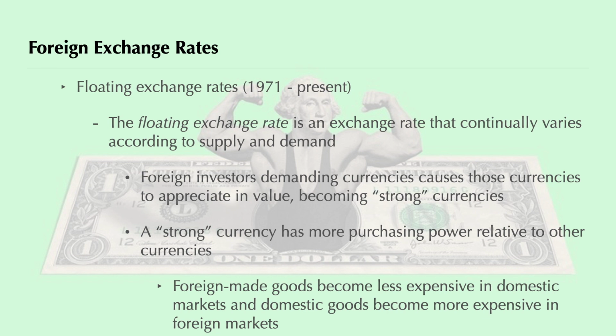The strong dollar had a negative effect on U.S. exporters, who sold products to other nations, while having a positive effect on U.S. consumers buying foreign goods. In other words, foreign-made goods became less expensive in U.S. markets, and goods made in the United States became more expensive in foreign markets. To understand how a strong dollar affects exports and imports, consider the following example.